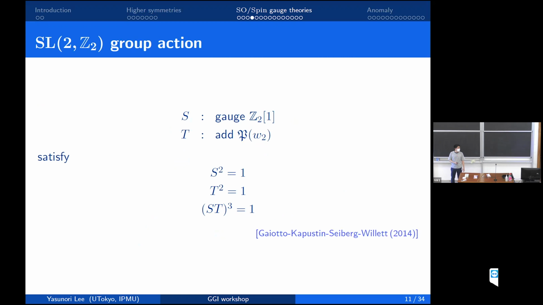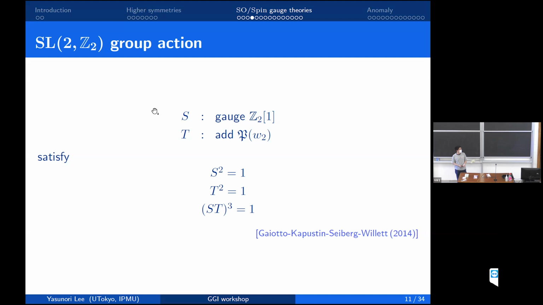Okay, so we saw that there are two operations appearing. One is the gauging of Z2 one-form symmetry, and the other is addition of discrete theta term. And the surprising fact is that by carefully examining their action or effect, it turns out that these two transformations form an SL2Z2 group. And correspondingly, spin gauge theories, or SO plus and SO minus gauge theories, form an orbit under this SL2Z2 group action.